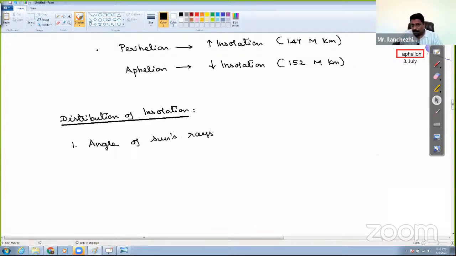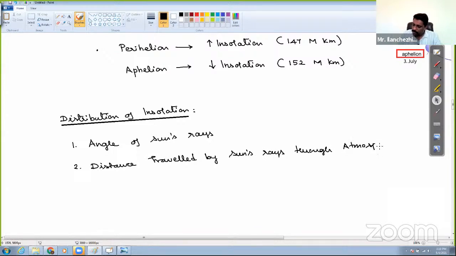Angle of sun's rays. I'll explain it. First I'll write it, then I'll explain it. Number 2. Distance traveled by sun's rays through atmosphere. This sentence, the second sentence, what I have just given you a factor, very important factor, I'll explain it. Distance traveled by sun's rays through atmosphere.